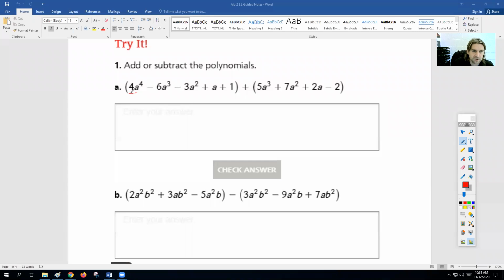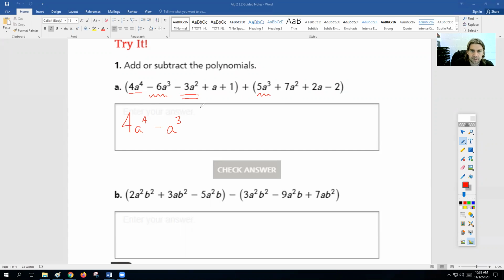All right, so let's do 4a to the fourth. Do I have any other a to the fourth? We do not, so it's just 4a to the fourth. Moving on, we have 6a cubed. I look for the other ones. Actually, it's a negative 6. So looking at the leading coefficients here, the negative 6 plus a 5 would be a negative 1a cubed, or you could put a minus a cubed.